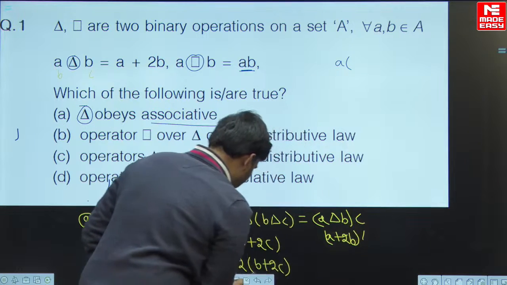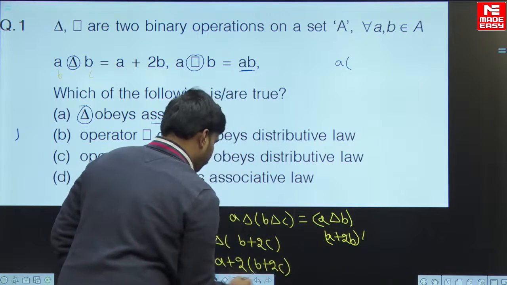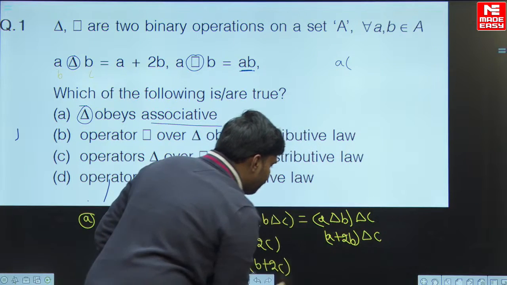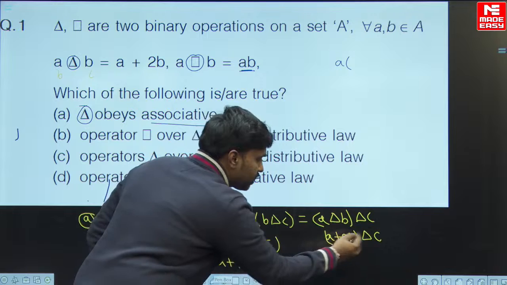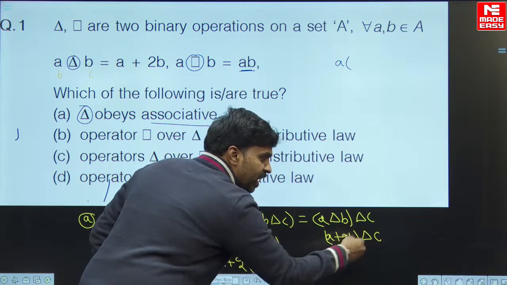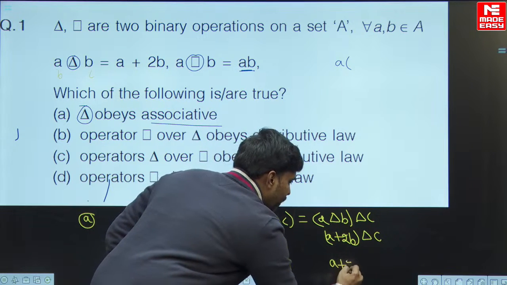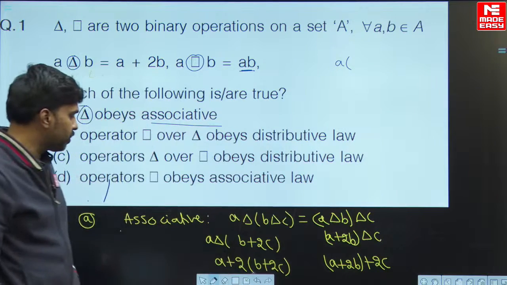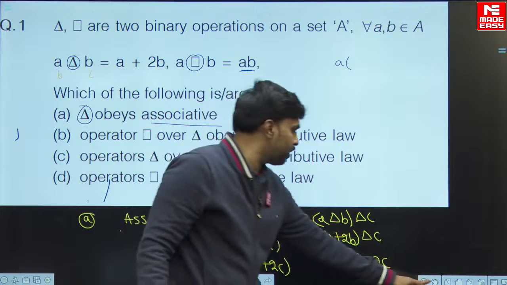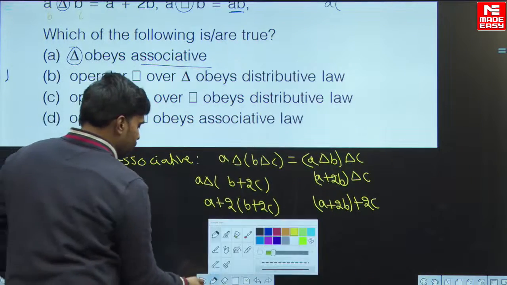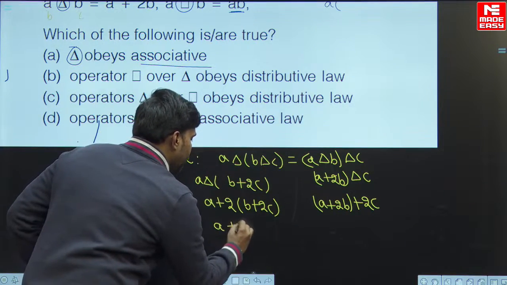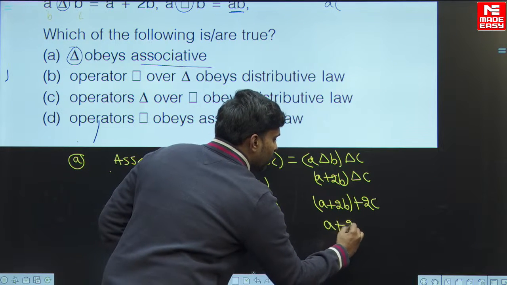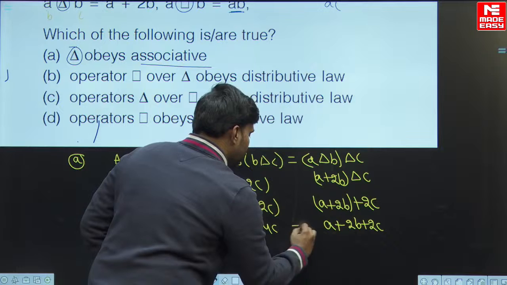So here, this is the delta C. So now you can say it is delta C. Now if you apply again, A delta C means you can write it as A plus 2C. So therefore A plus 2B plus 2 times C here. Then if you closely observe, this is becoming A plus 2B plus 4C, and this becomes A plus 2B plus 2C here, right? So are they equal here?